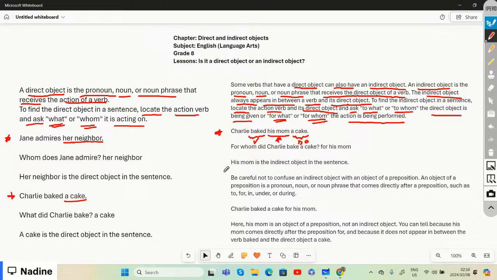All right. And you need to be careful not to confuse an indirect object with an object of a preposition. There's a difference between an object of a preposition and an indirect object. An object of a preposition is a noun, a pronoun, or a noun phrase that comes directly after a preposition. And prepositions are words such as to, for, in, under, or during.